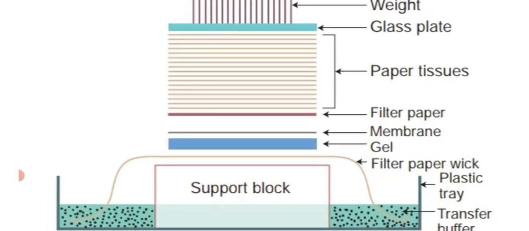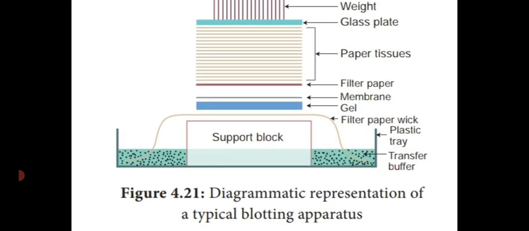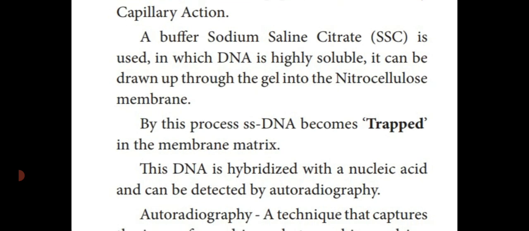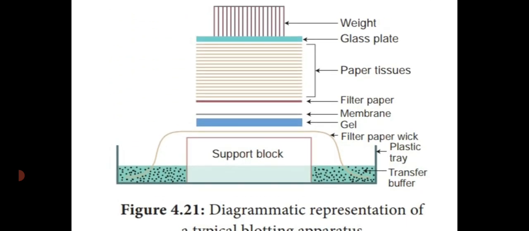Dear students, see the diagram. This is the diagrammatic representation of typical blotting. A beaker containing buffer solution, sodium saline citrate. At the top of the buffer solution, they are placing the support block. Over that block, they are placing the nitrocellulose filter paper. Then above that, they have the agarose gel medium. Then above the agarose gel medium, they have the filter paper membrane.